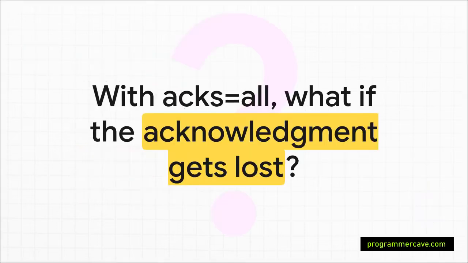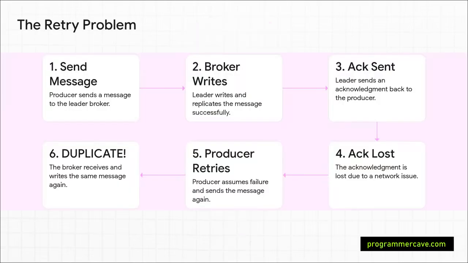But what happens if you use the safest setting, ACKs equals all? The message gets there perfectly, but the confirmation, the OK signal coming back to you, gets lost in the network. This creates a whole new, really frustrating problem: duplicate messages. Here's how that disaster unfolds.